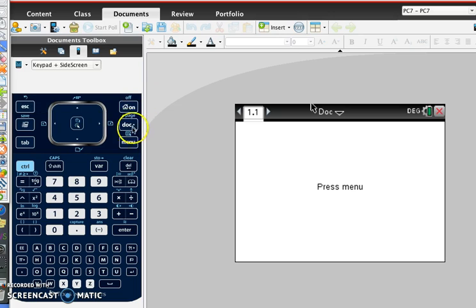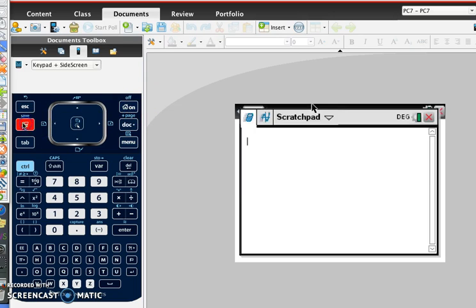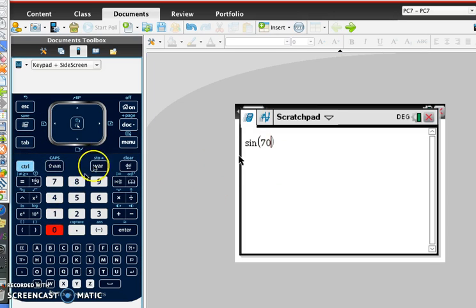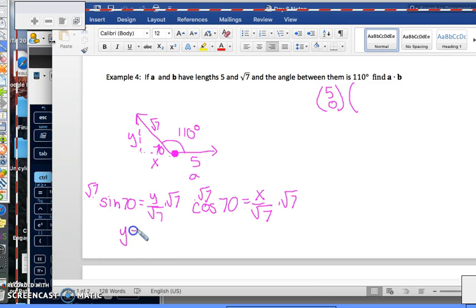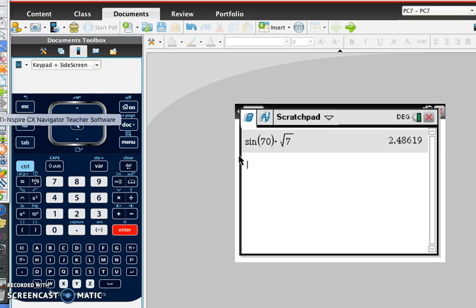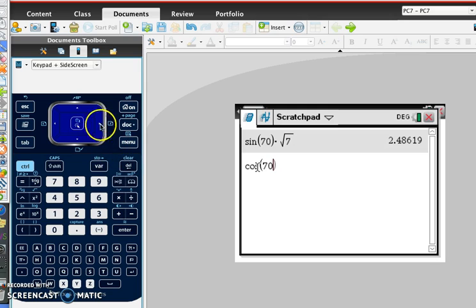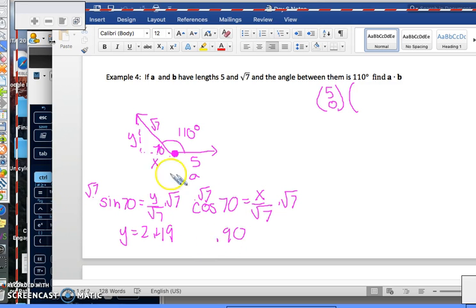And let's see what we find. So, let's see. So trig sine of 70 times square root of 7. 2.4849, so y equals 2.49, and we can go back here and find the cosine of 70 times square root of 7. 0.90. But it's going backwards, so negative. So this has got to be negative 0.90, 2.49.